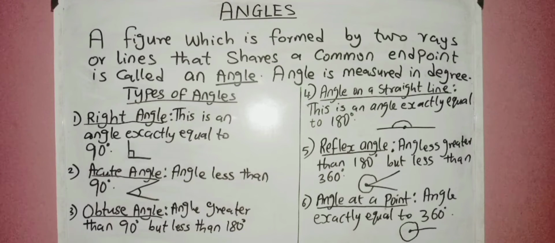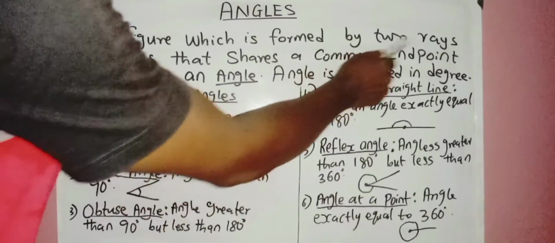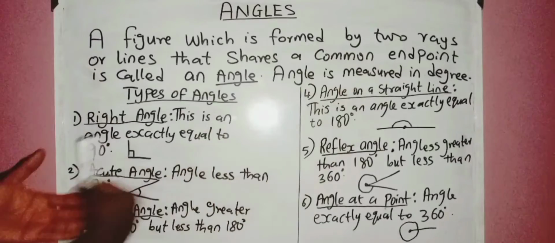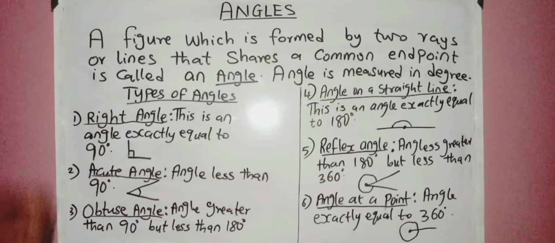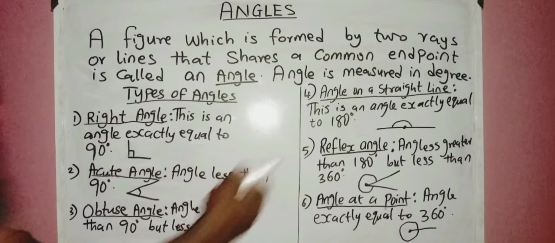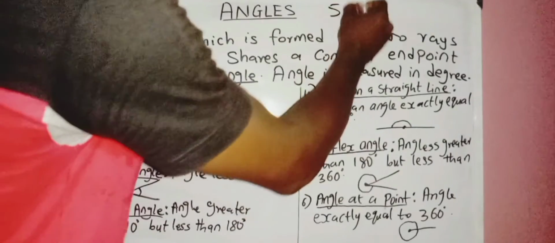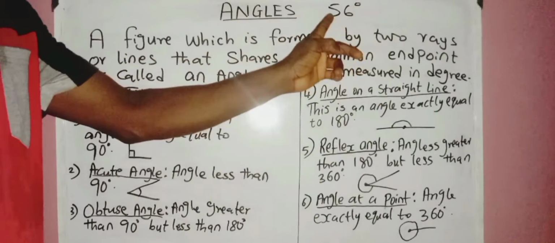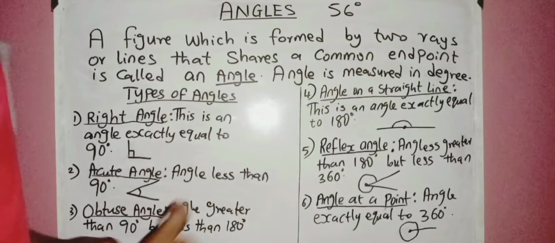All right, so let's get started with the definition of an angle. We say that a figure which is formed by two rays or lines that share a common endpoint is called an angle. An angle is measured in degrees. So the unit of an angle is degree. That's why after making any calculation in angle, if it is 56, you say 56 degrees. This is an indicator of what a degree is about. That's how we put it.